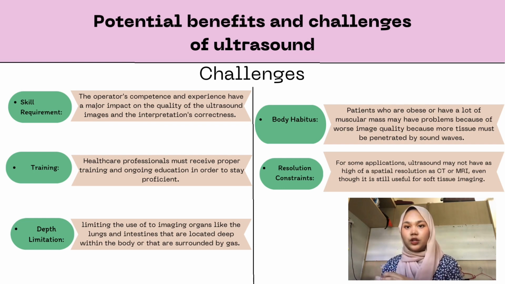Number three is a depth limitation, which limits the imaging of organs like the lungs and intestine, because they are located deep within the body or are surrounded by gas. And number four is body habitus, where patients who are obese or have a lot of muscle mass may have worse image quality, because more tissue must be penetrated by sound waves.